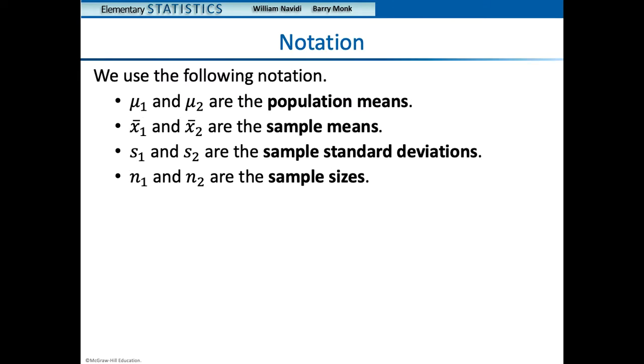Notation, this is largely the same as what we've covered before, with the exception of we are dealing with two populations, so we have to have symbols representing the corresponding values from each population. And we do that by just putting subscripts of 1 and 2 on the symbols, right? So mu sub 1 and mu sub 2 are the population means. X bar sub 1 and X bar sub 2 are the sample means. S sub 1 and S sub 2 are the sample standard deviations. N sub 1 and N sub 2 are the sample sizes.